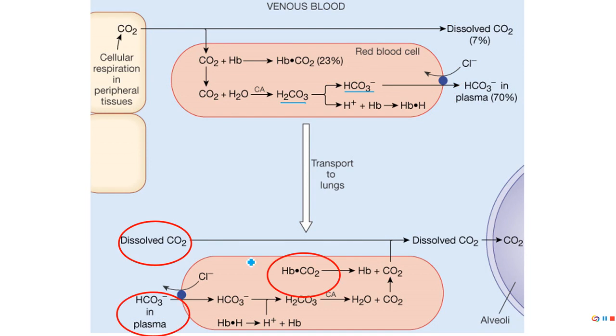The stuff that's dissolved in the plasma will diffuse into the alveoli. We breathe it out. The stuff that's bound to hemoglobin breaks down, and so the carbon dioxide leaves the red blood cell, dissolves into the plasma, which diffuses into the alveoli. We breathe it out. And then we've got bicarb, and that entire thing reverses, goes into the plasma, converts to CO2, diffuses into the alveoli. We breathe it out. Okay.